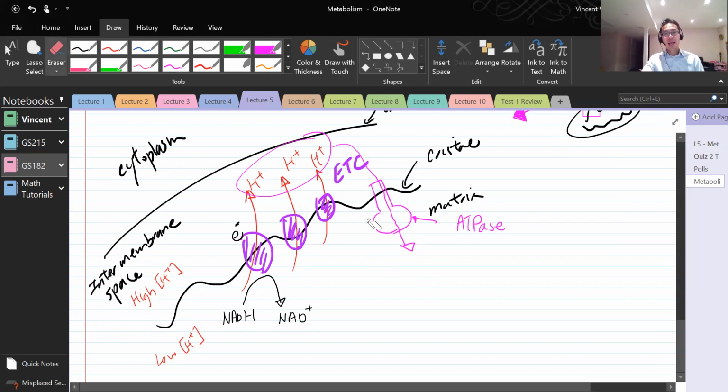And what happens is, as the H plus comes back in through this special enzyme, it will spin, like water through a turbine, and that will allow the ADP to pick up a phosphate. And then using this spinning mechanism, it will create ATP. So these ATP are created using these high energy electrons. That's why it's called oxidative phosphorylation.